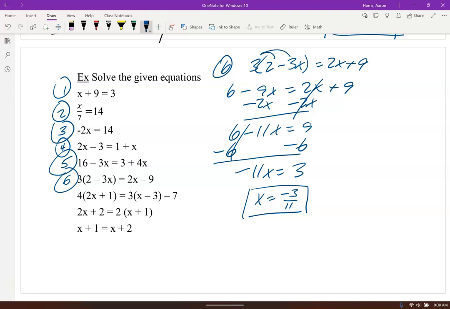You know what I realized I should have had? Whoops, I wrote this wrong. Just change that to a plus. If you had a minus in there, you'd get 15 over 11, right? All right, let's move on to the next one.